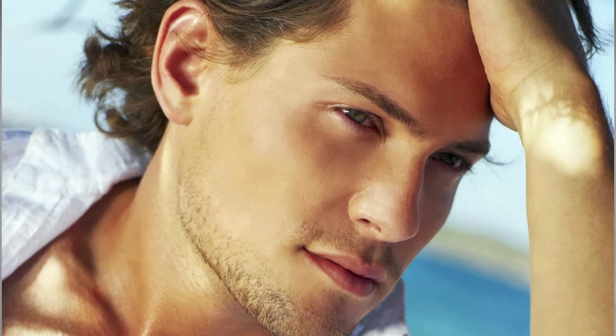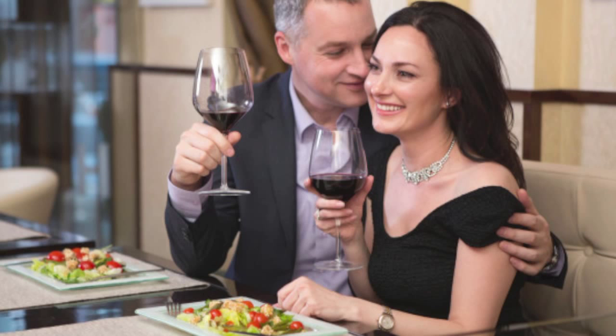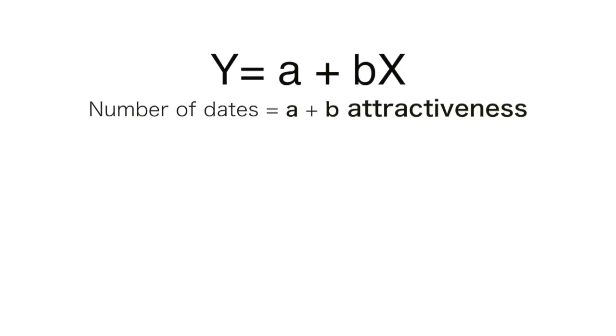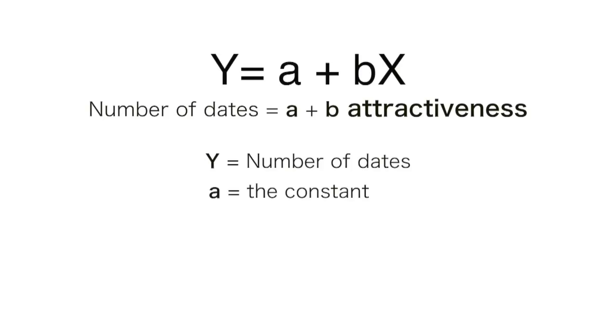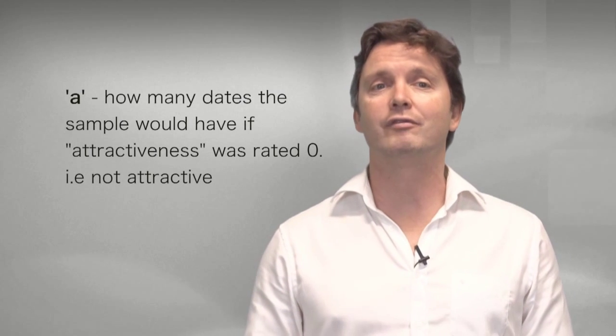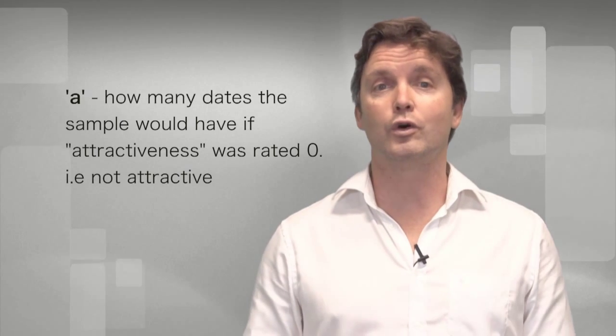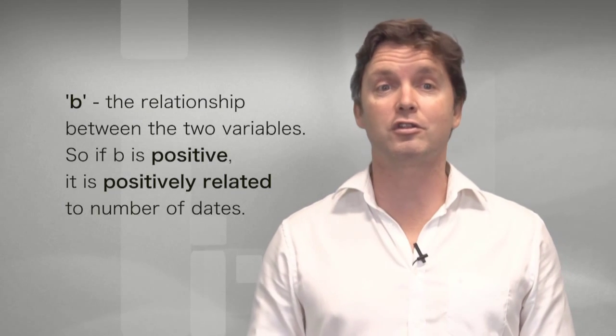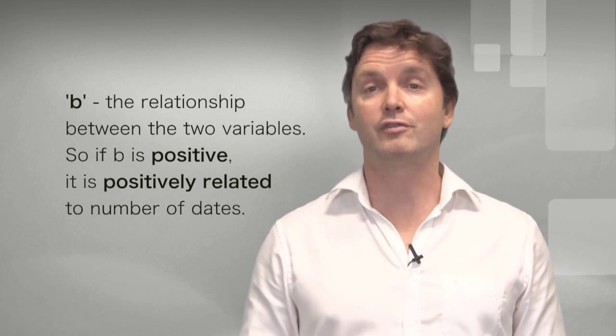So for example, you may have an idea that attractiveness is related to the number of dates you get. So you would create the equation y equals a plus bx. In other words, number of dates is equal to a plus b times attractiveness, where y is the number of dates, a is a constant, and x is some measure that you have of attractiveness. So we could now predict the number of dates from how attractive you are. A tells us how many dates a sample would have if attractiveness was rated at 0, in other words, not attractive. B tells us the relationship between the two variables. So if B is positive, it's positively related to the number of dates.